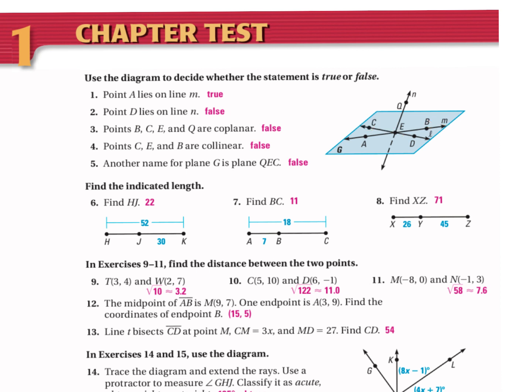They are not collinear. And then another name for plane G would be QEC. Again, Q is not on plane G. It's up above it, so this one is false.